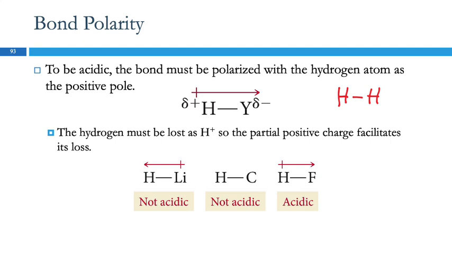Why do we care about this particular one? Because it happens so much. Organic chemistry is full of carbon-hydrogen bonds. They are all nonpolar. So when we look at HC, this is a nonpolar bond, so the hydrogen is not at the positive end of a dipole. That cannot be acidic. Does that make sense?